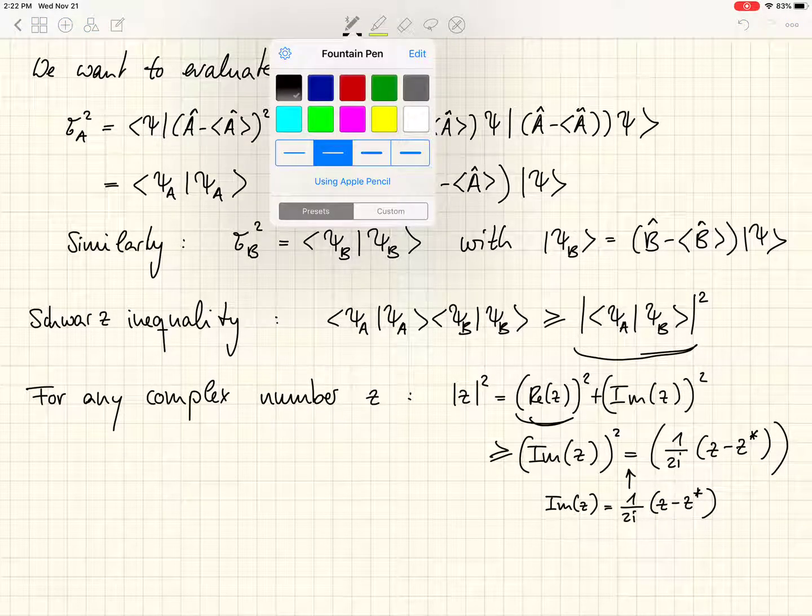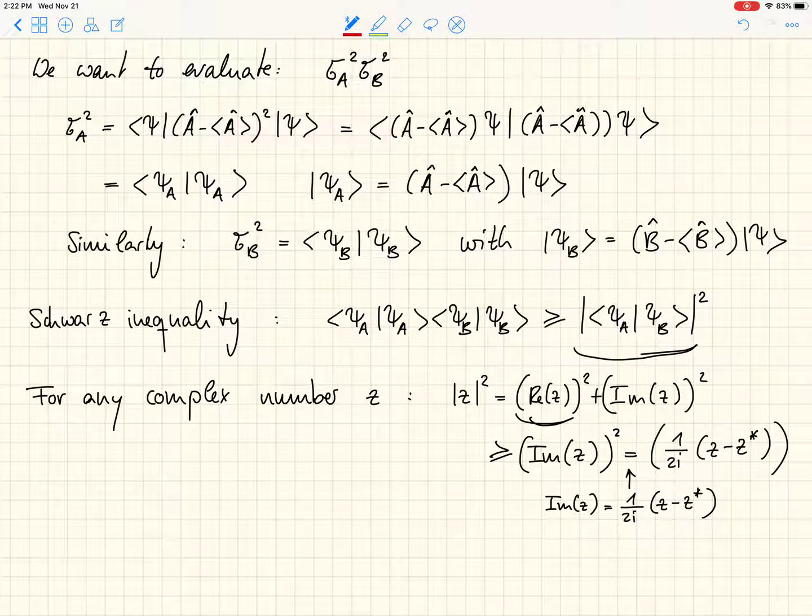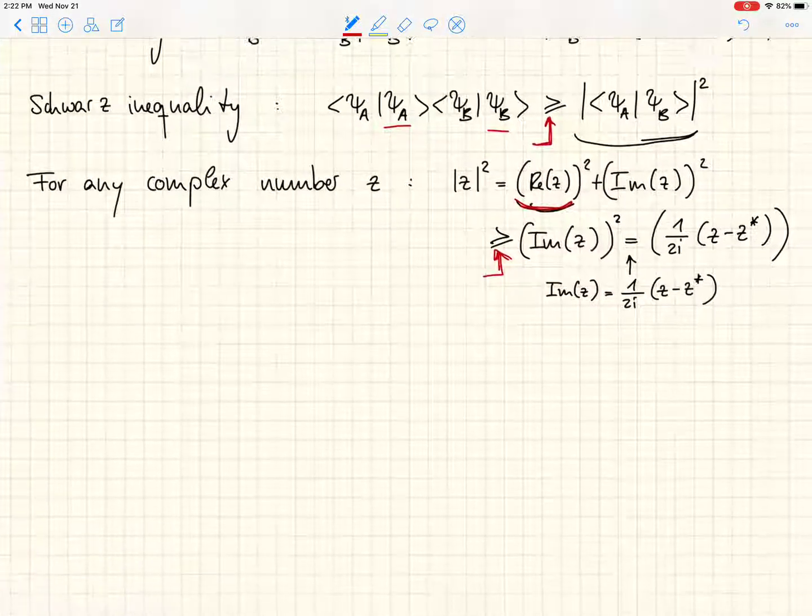And note that equality here means that I would obtain equality right here if psi_A and psi_B are linearly related by a scalar, and equality here I would get if the real part of z is actually 0. So if z was a purely imaginary number, I would get an equal sign right here. And we'll get back to that in a moment.